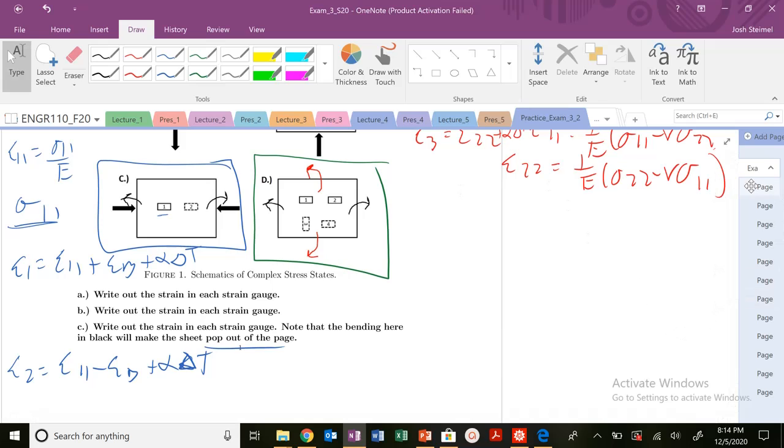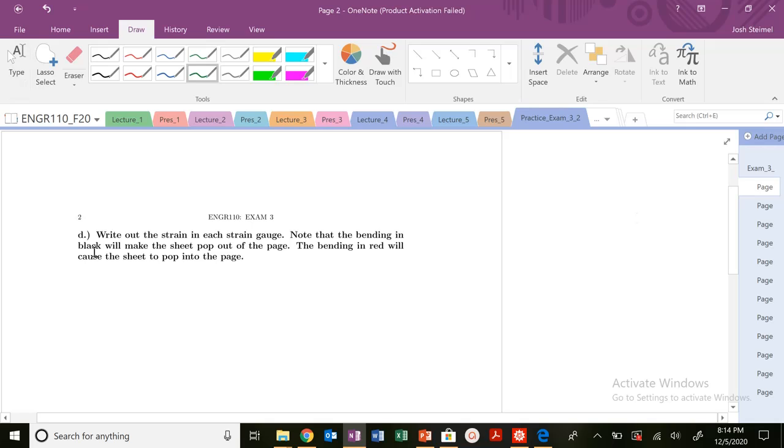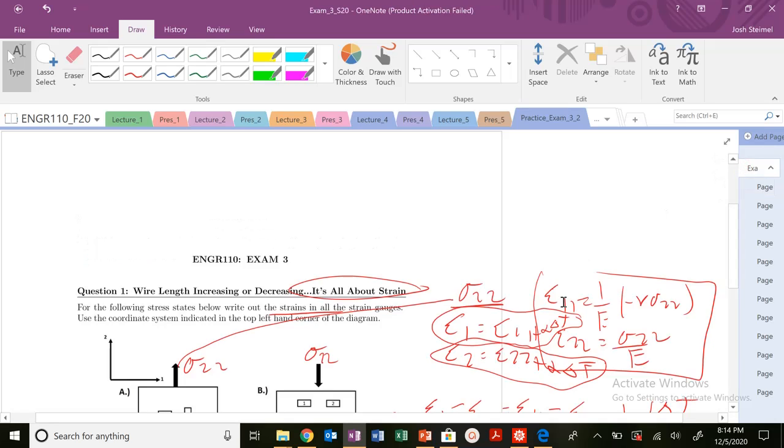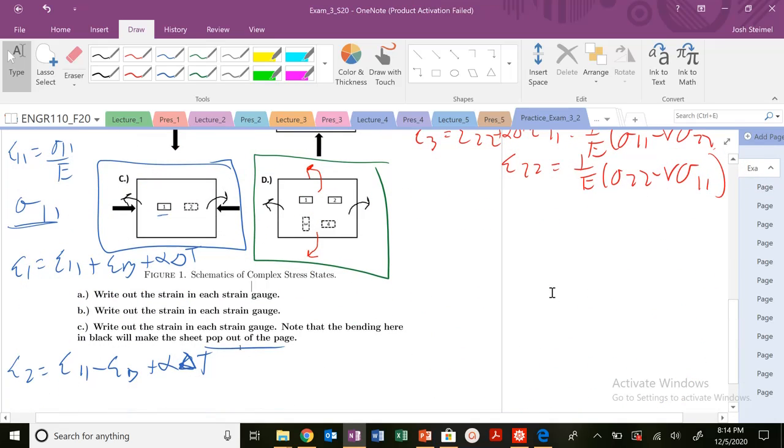So finally, let's go to the last problem here and see what the question's asking us. Now here, we still have bending. The black is going to cause it to pop out of the page, but bending in the red is going to pop it into the page. So let's attack this problem one by one.